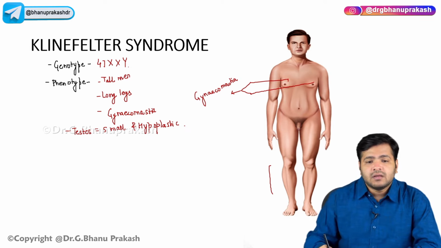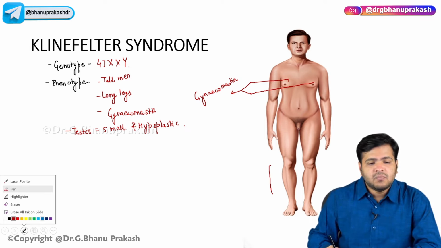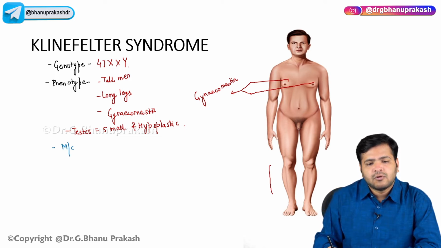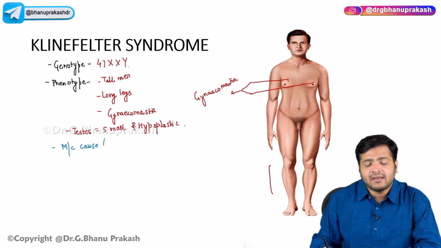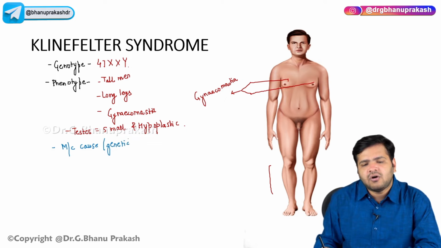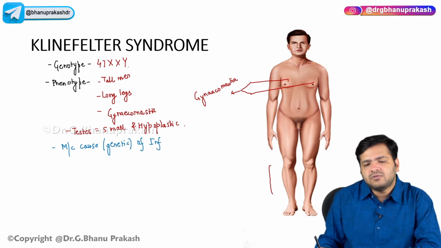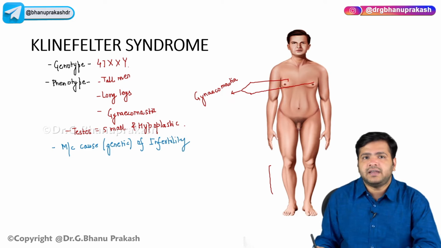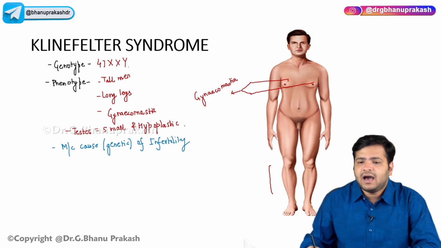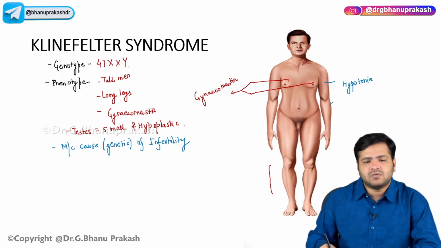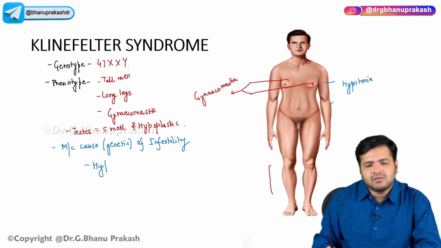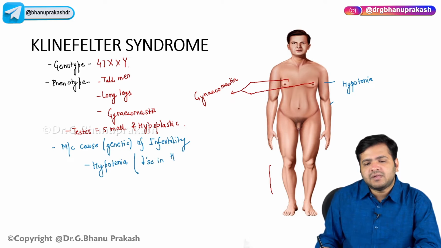Now remember, Klinefelter syndrome is the most common cause, MC means most common cause, and it is the most common genetic cause of infertility. Over here, you will also see hypotonia, means there will be decrease in the muscle tone.